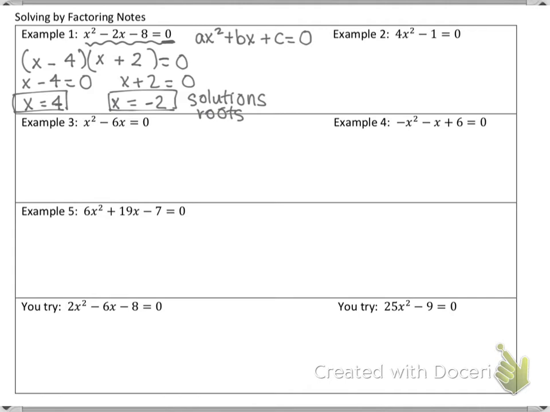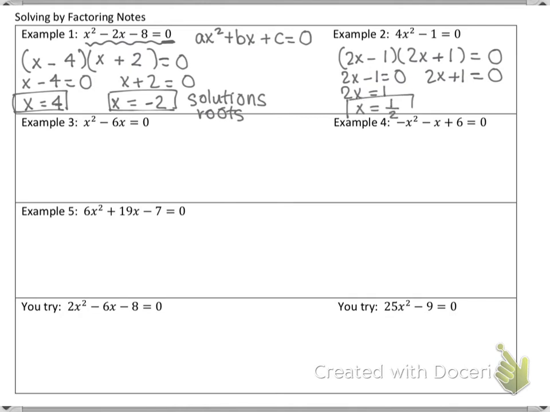Example 2, there is no common factor, so I'm going to factor it as a difference of two squares. I'm going to get 2x minus 1 and 2x plus 1. Now if I have two things that multiply to 0, either the first factor equals 0 or the second factor equals 0. Now we just solve. So I'm going to move the 1 to the other side and then divide by the 2. So one of my solutions is x equals 1/2. On this one, I think you can see if you move the 1 to the other side, it becomes -1, and then when you divide by 2, you get -1/2.